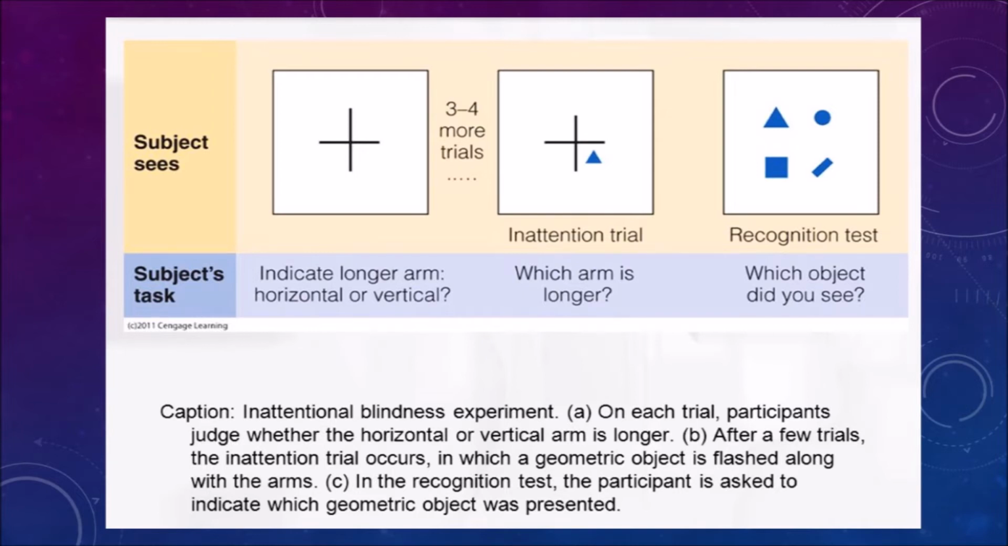Then, in the recognition test, they were shown another slide with a few geometric shapes and were asked to indicate which geometric shape they had seen on the screen. Some of the participants were unable to recognize the exact shape that was already presented on the screen. So in this experiment, what do you think? What is happening?